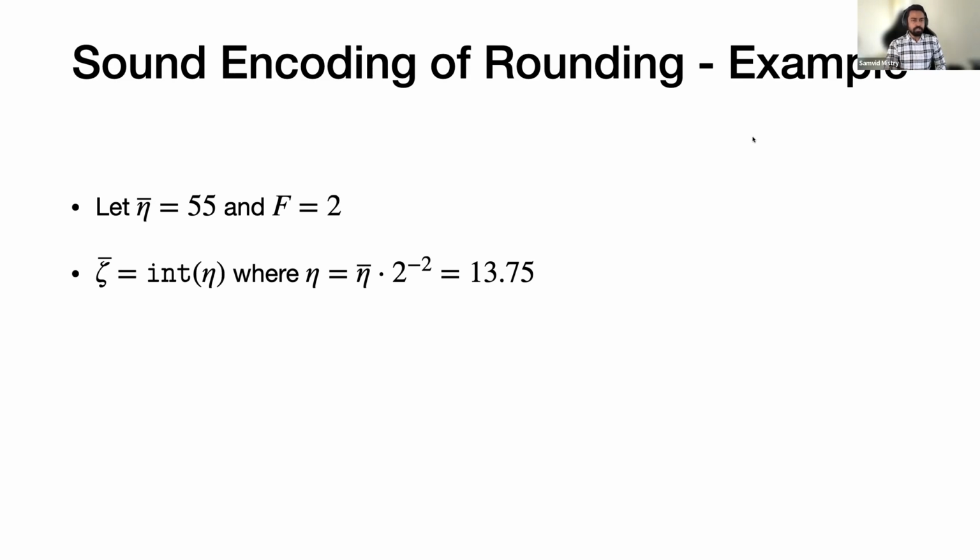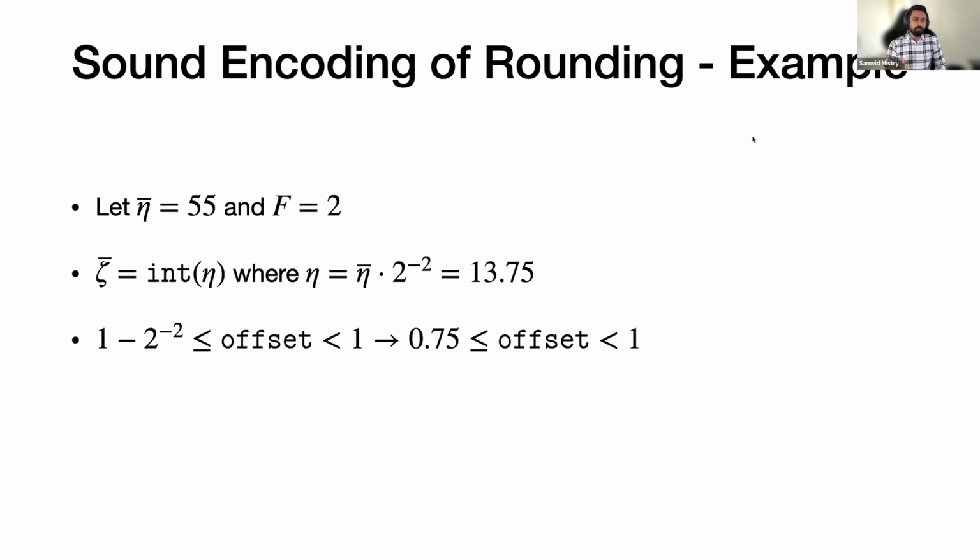Now before I show the equations, there's a value that we have to choose called offset. Offset must be chosen such that it is greater than or equal to 1 minus 2 to the negative number of fractional bits, and the upper bound is 1. In this case, if we plug in the values, we get 0.75 must be less than or equal to offset, which must be less than 1. Let's choose 0.75 as offset.